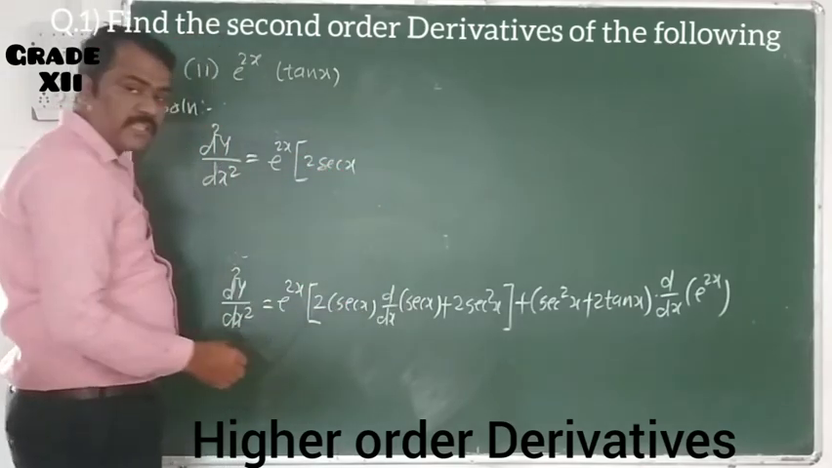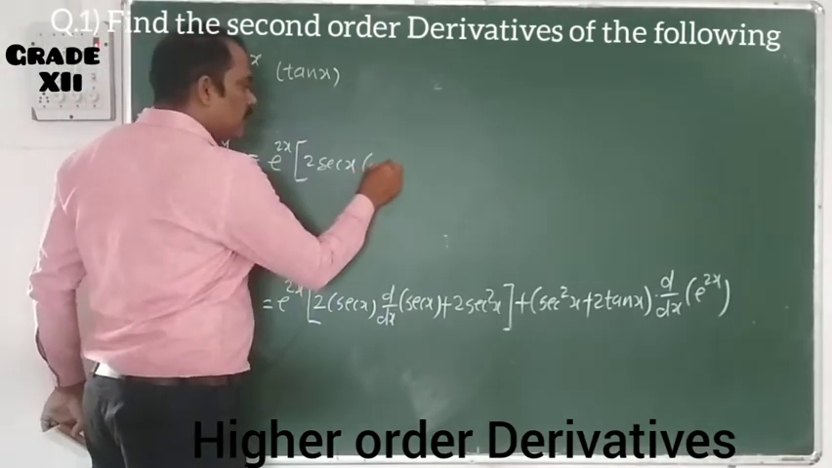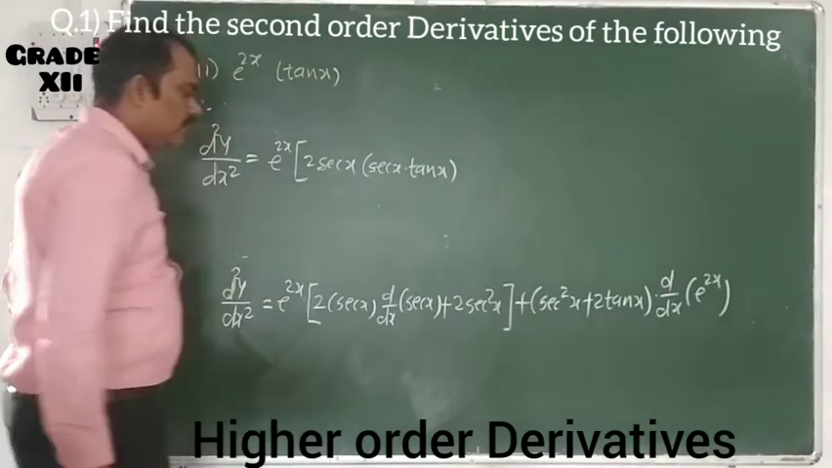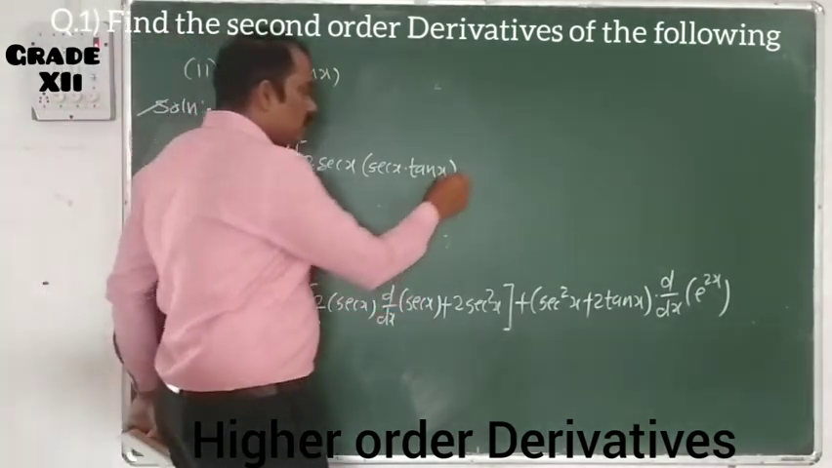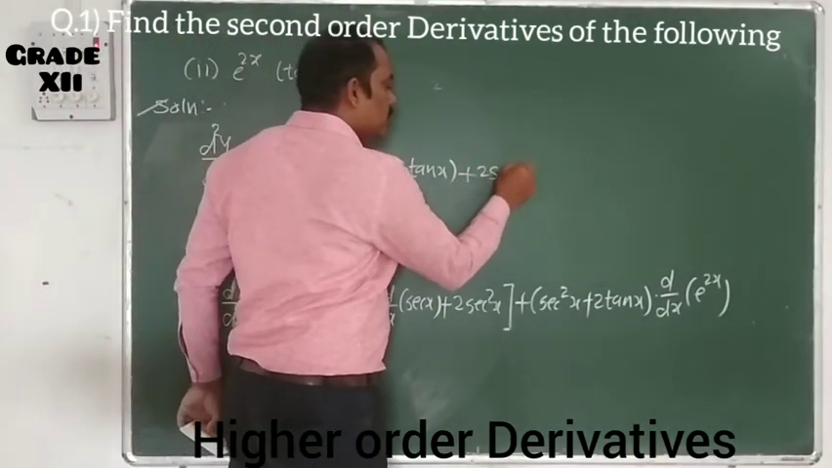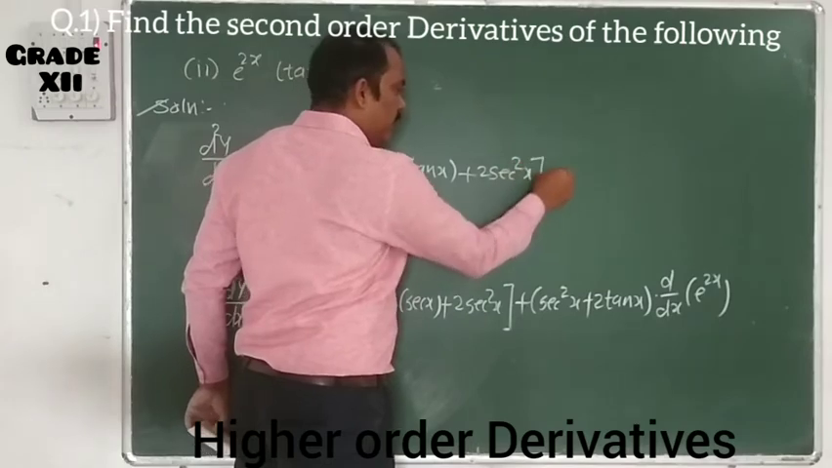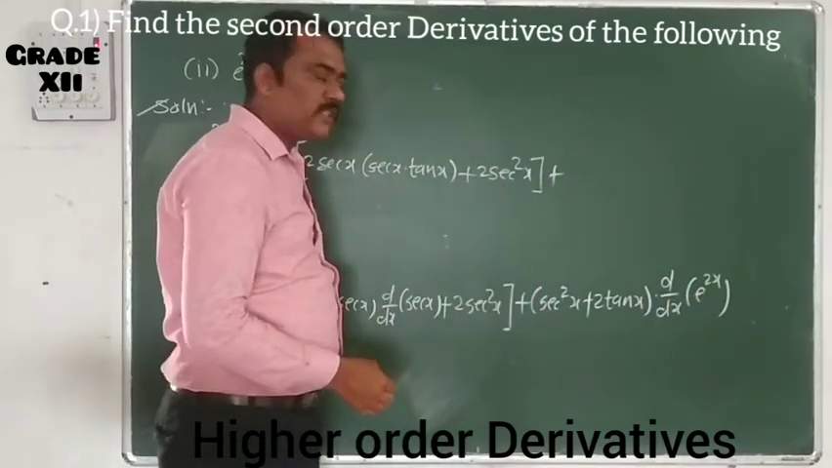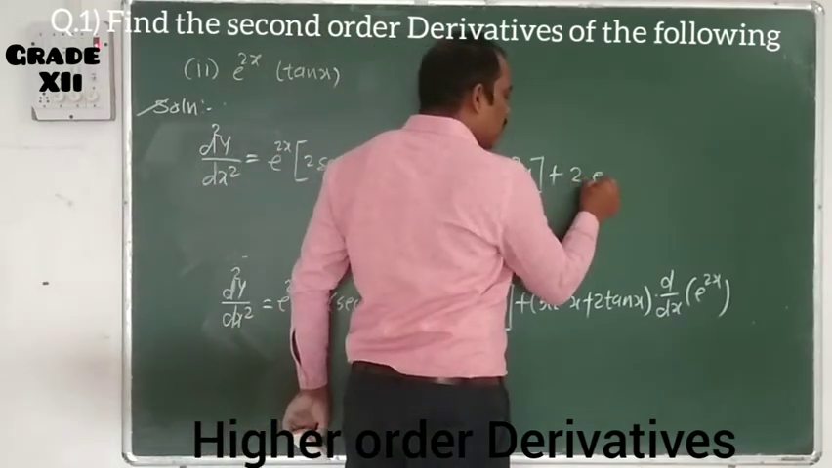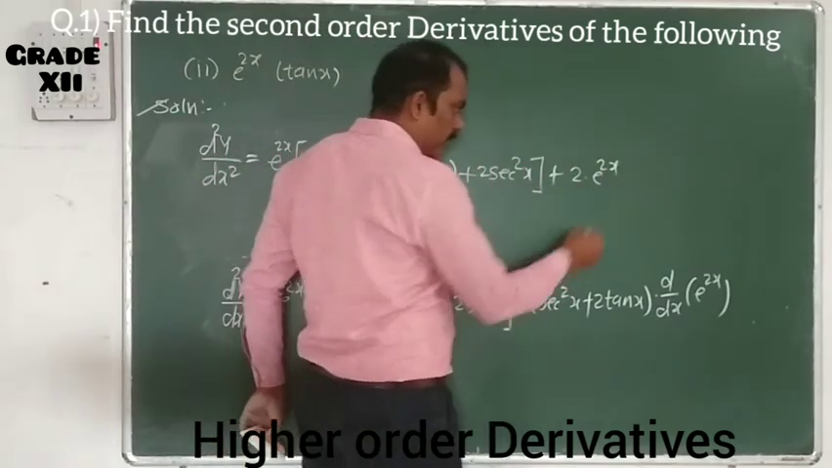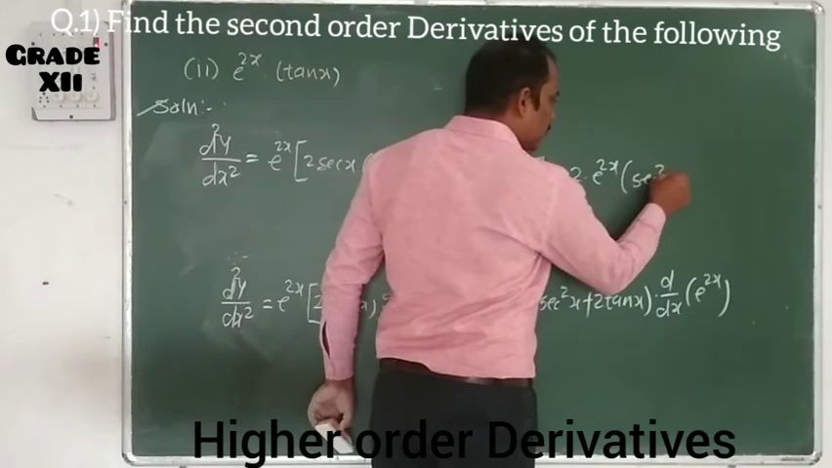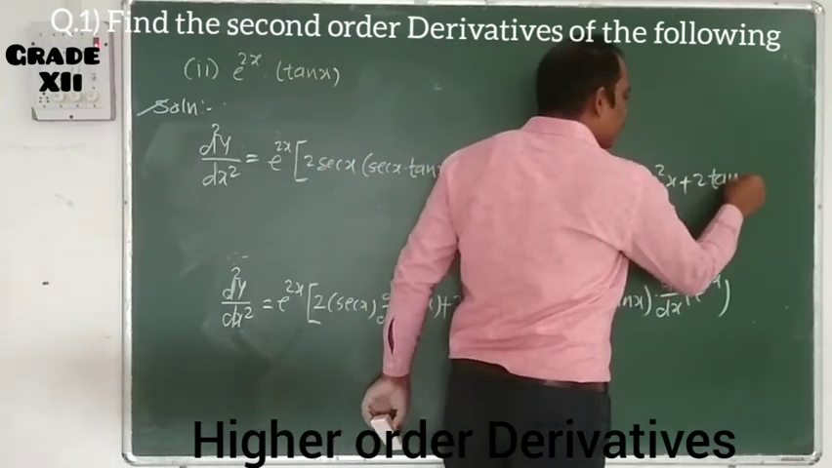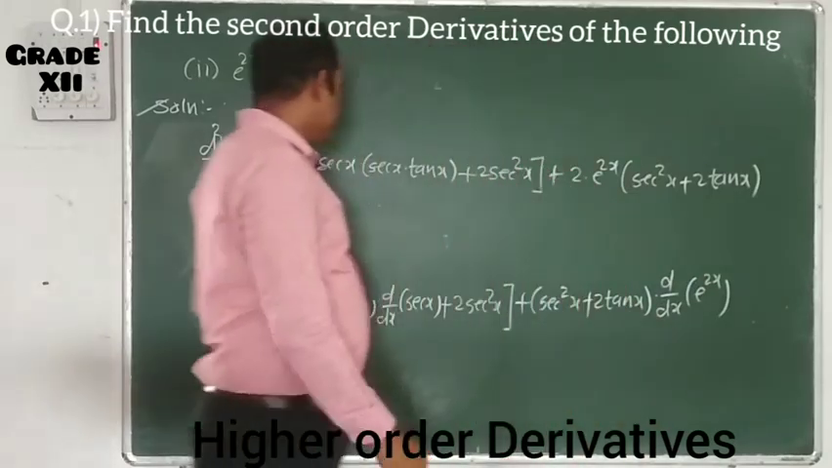What is the derivative of sec x? It is nothing but sec x into tan x, plus 2 times sec square x. This bracket is complete here. Already we have to find the derivative of e raised to 2x, which is nothing but 2 times e raised to 2x. This bracket as it is, that is sec square x plus 2 times tan x.